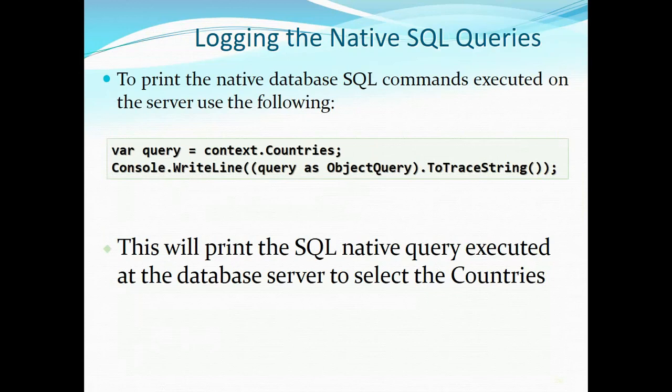That's how it works. In some cases, some people want to see what query is getting executed. You can just do it like this: call that query as an object query and then print it. It will print the native SQL query, but it is not required. I'm just telling this as information.